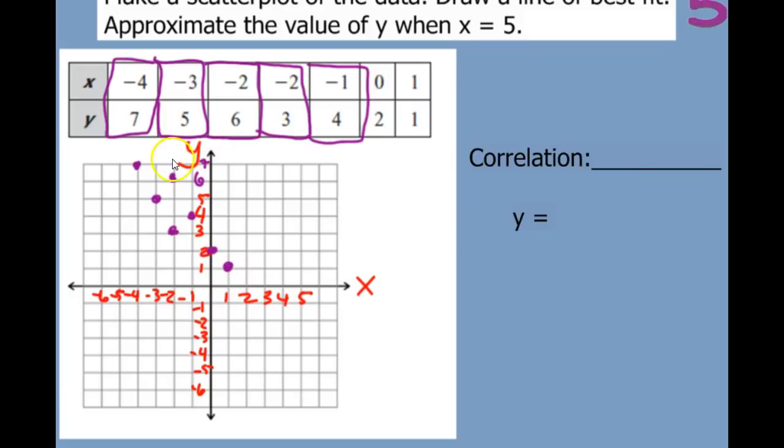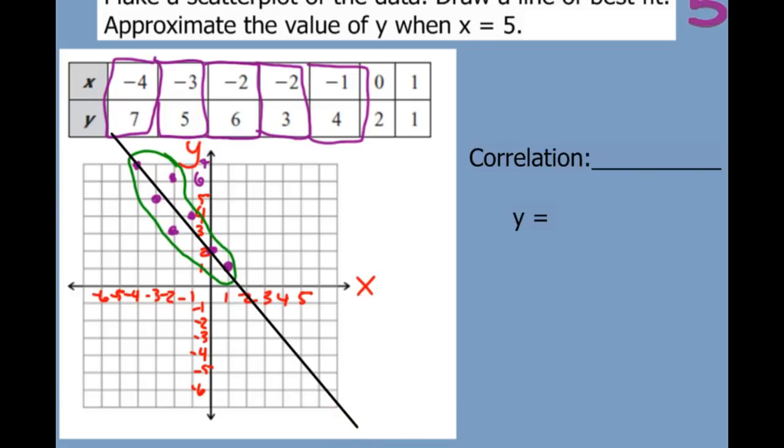So if I circle my points, we need to draw a line through, a line of best fit, some points above and some points below. Make sure it goes all the way to the other side of your graph. Again, if your line is a little bit over here, that's fine. Maybe my line might be more like that. Goes through a couple, some above, some below. There we go.